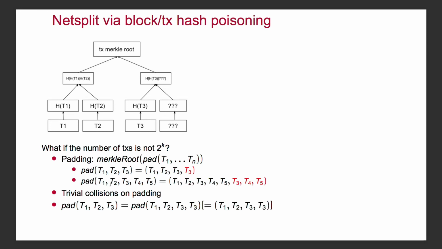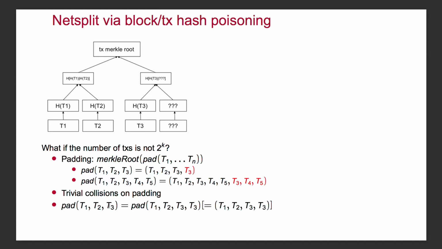Or if there is 5 transactions, it's just going to take the last 3 transactions and copy them in the end to reach the 3, which is 8, and basically pad transactions that are needed to fill out these question marks here. So it's again a very simplistic padding scheme, and it's easy to find collisions on this padding.